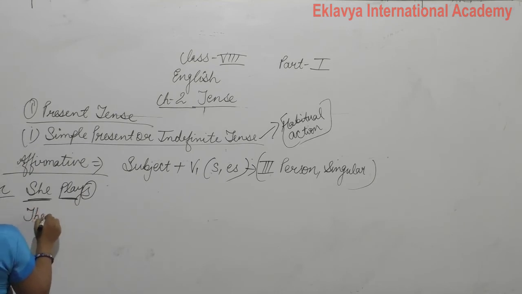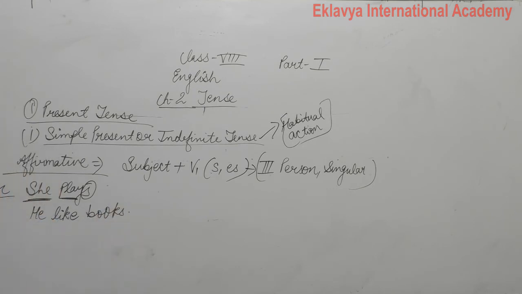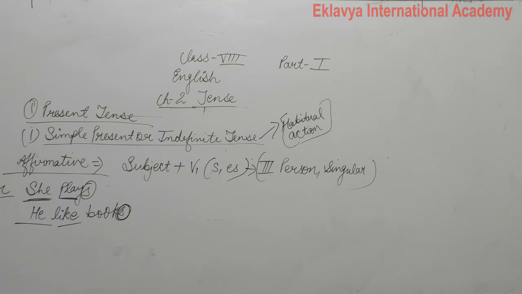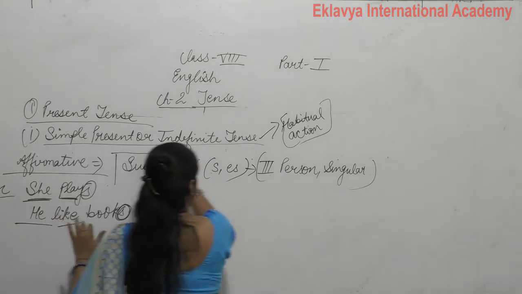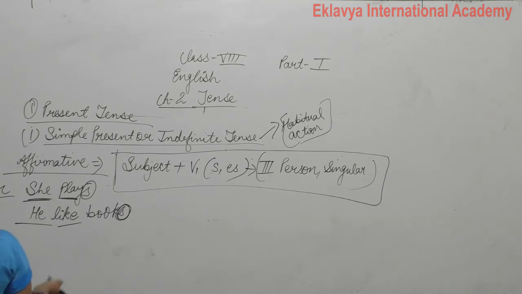They write. He likes books. So subject, verb, and there s or es. So this way we make our affirmative sentence. This is the pattern of affirmative sentences, so you all write this affirmative sentence pattern. This is our affirmative formation.